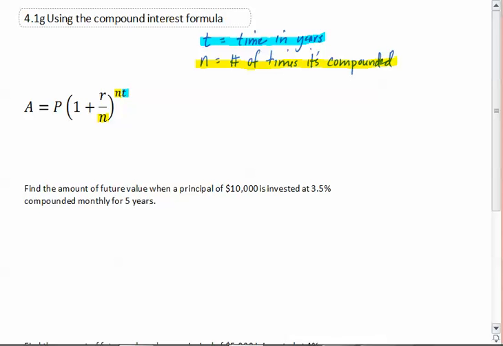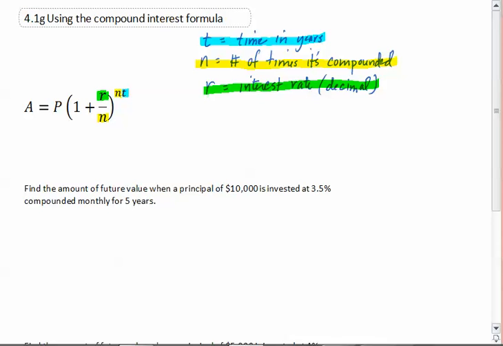All right, and then this other thing that I'm going to highlight is the R, and the R just is the interest rate, the rate of interest that they're charging. Now, it does have to be a decimal, not a percent. So most of the time they're going to give you the percent symbol, but we have to turn it into a decimal when we use it in a formula.